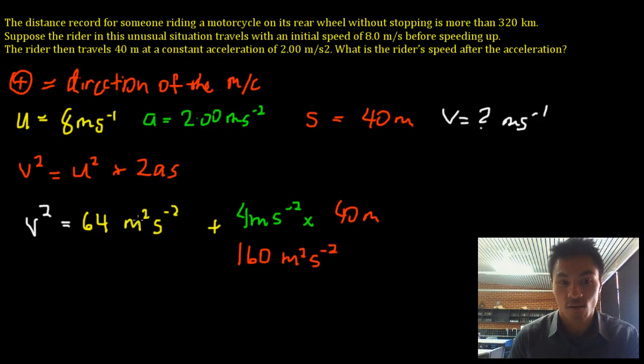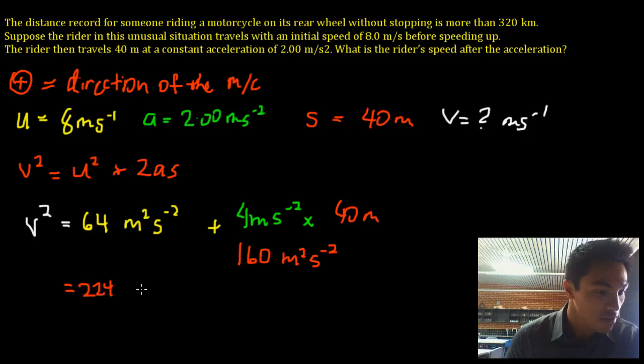And if you notice here, we have like terms. Even the units are alike. So what do we do? We add these two like terms, 64 plus 160, which is, I believe, 224. Is that correct, Mr. Kuhn? 224 meters squared seconds to the negative 2.